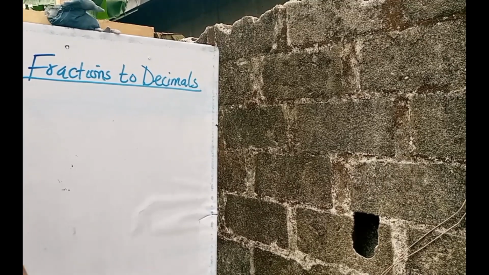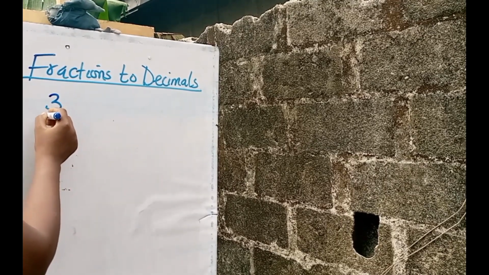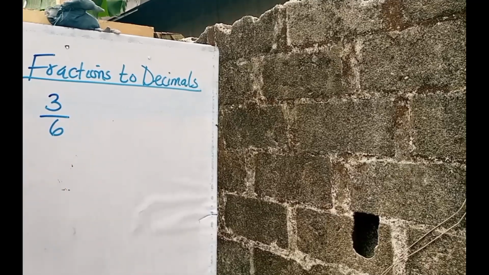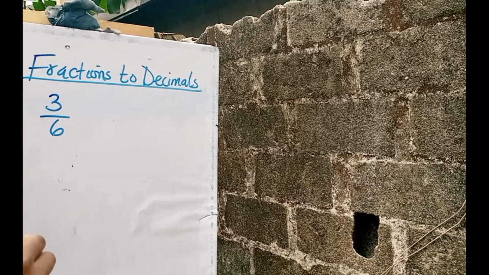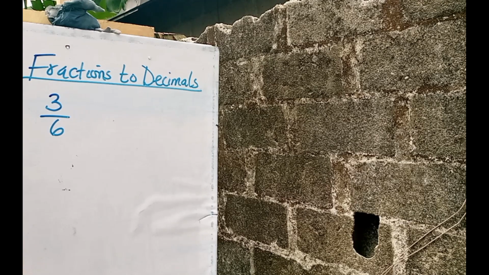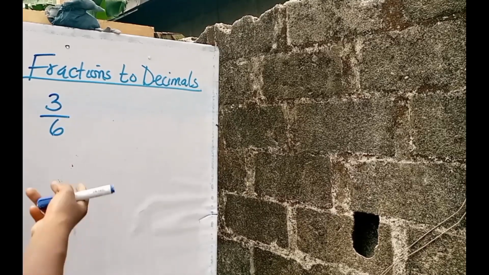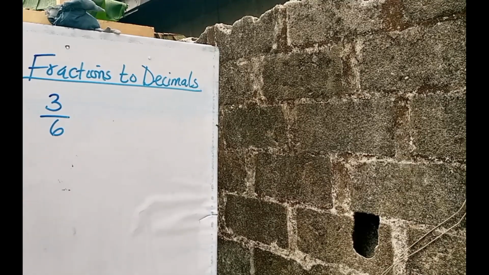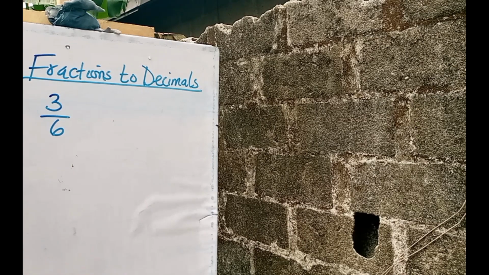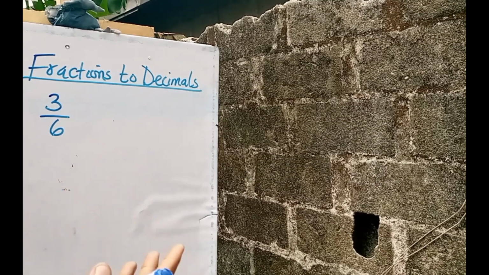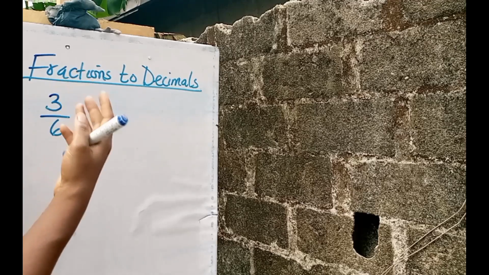Here is an example. 3 over 6. Looking at this number, you might say to yourself, I can't multiply 6 times anything to get a base 10 number. And you are right, you can't. But there's something you can do. Look at that fraction again. 6 is in the 3 times table. And that means you can reduce this fraction.